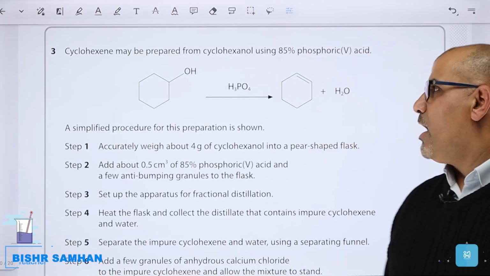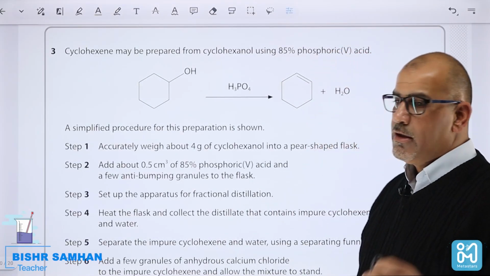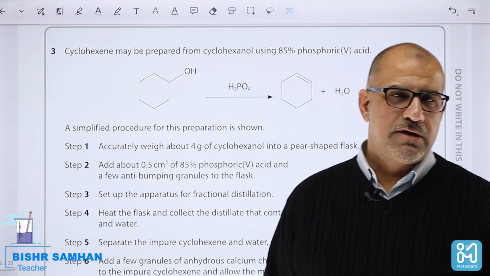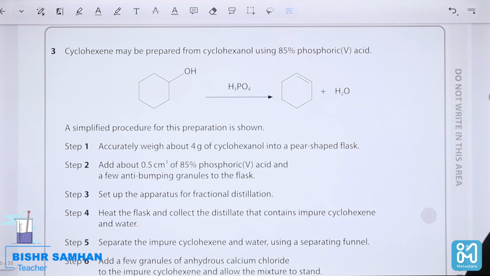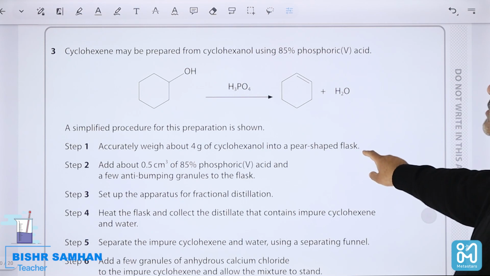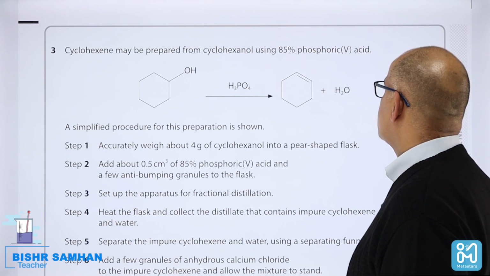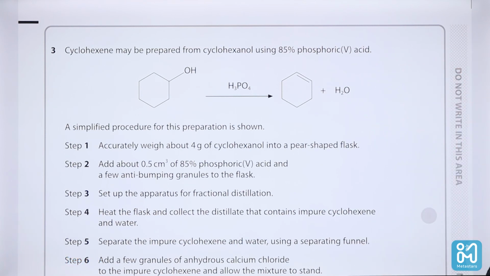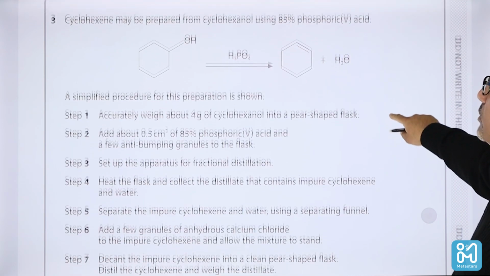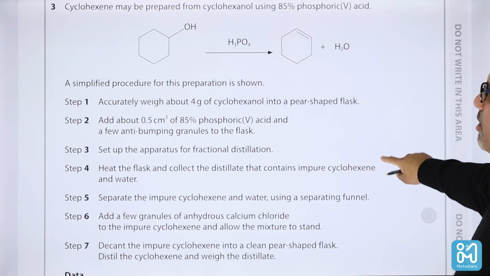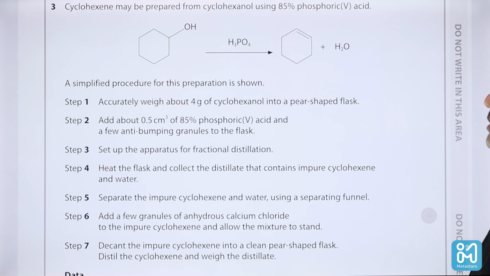Hello, my students. Now we are in question 3 in Unit 3, Edexcel board. The cyclohexene may be prepared from cyclohexanol using 85% phosphoric acid, which is a concentrated acid. You know the chemical reactions, they are done by what? By the acidic medium. A simplified procedure for this preparation is shown.